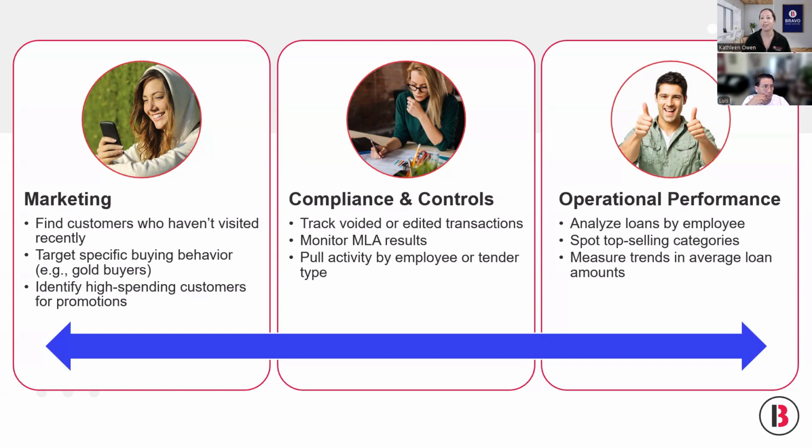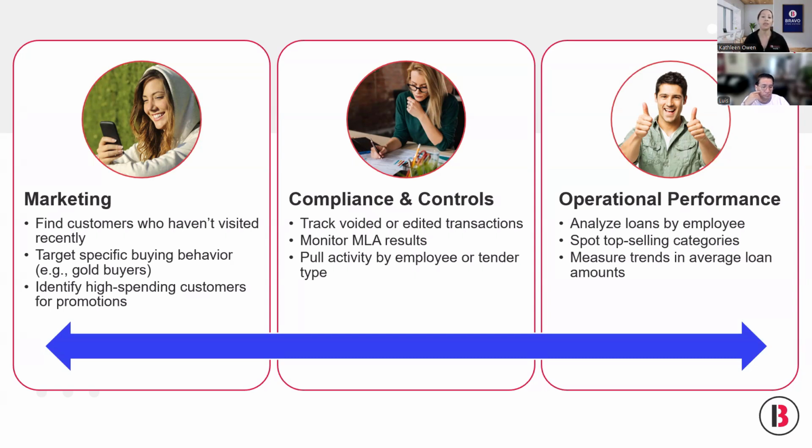First, marketing. You can pull a list of customers who haven't been in a while, find customers who buy specific categories like gold or electronics, or even target high spenders for future promotions. Second, compliance and controls. If you need to track voids, tender changes, or MLA results, ad hoc reporting helps you filter that activity by employee or transaction type. Great for audits and accountability.